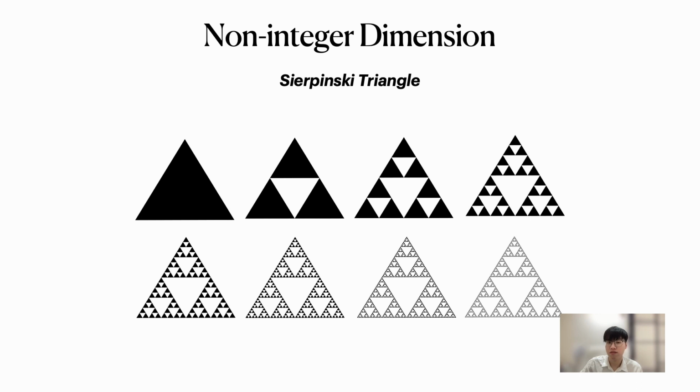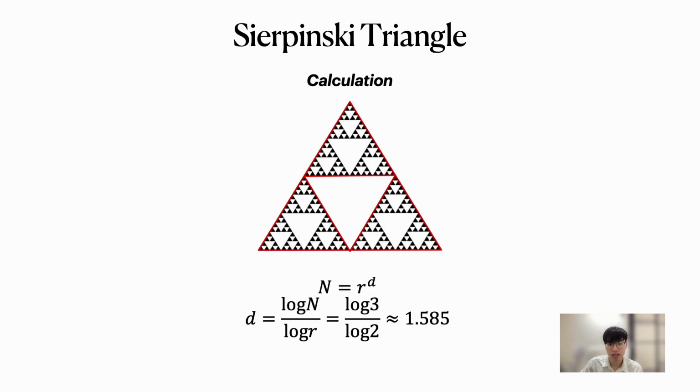So just now we have checked the integer dimensions, dimension 1, 2, and 3, and there are also dimensions that are not integers. Here is an example, a Sierpinski triangle. A Sierpinski triangle is a triangle where you always take the middle triangle away. You can see these shapes after you take away again and again, and this has a non-integer dimension. So how do we calculate it?